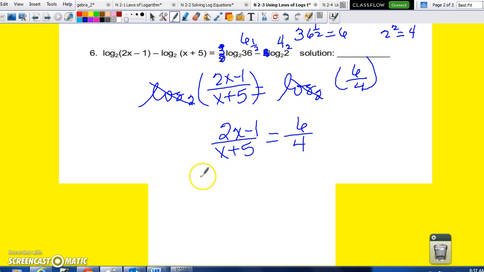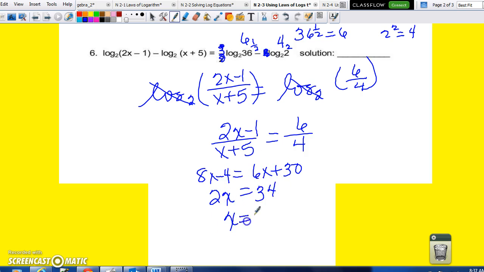If I cross multiply, I get 8x minus 4 equals 6x plus 30. Take my 6x over, I get 2x. Take my 4 over, I get 34. Divide, I get x equals 17. So my solution then becomes x equals 17.